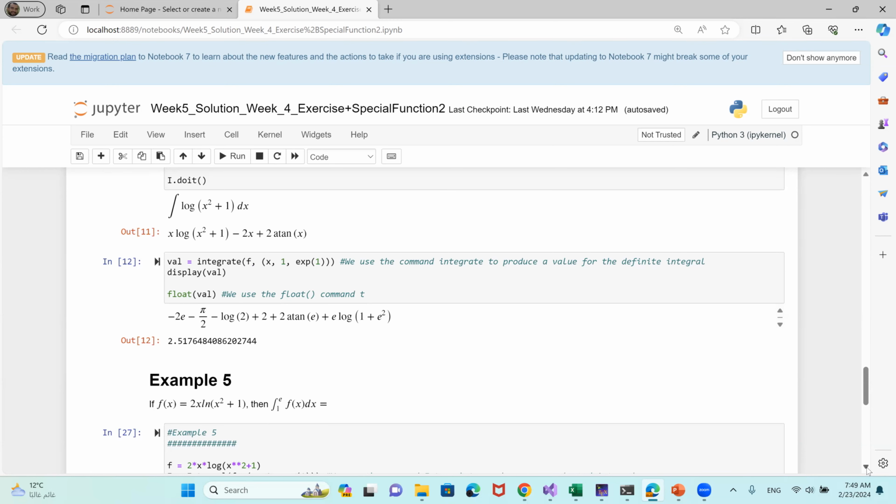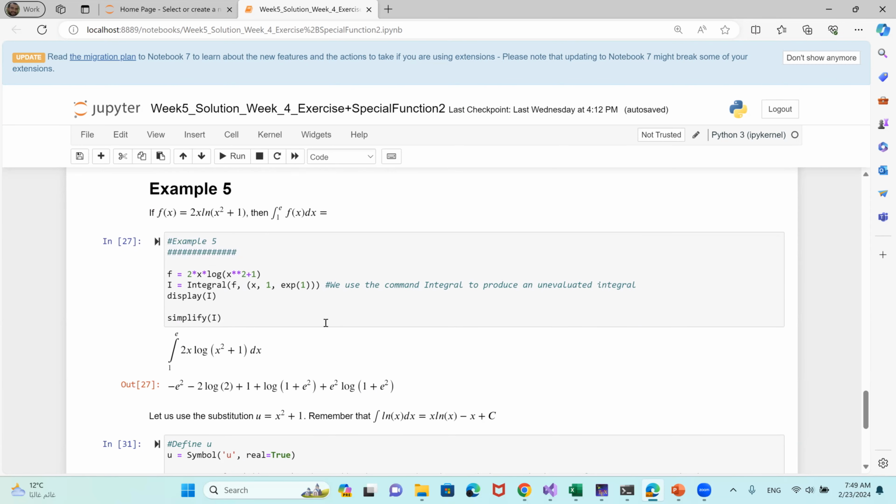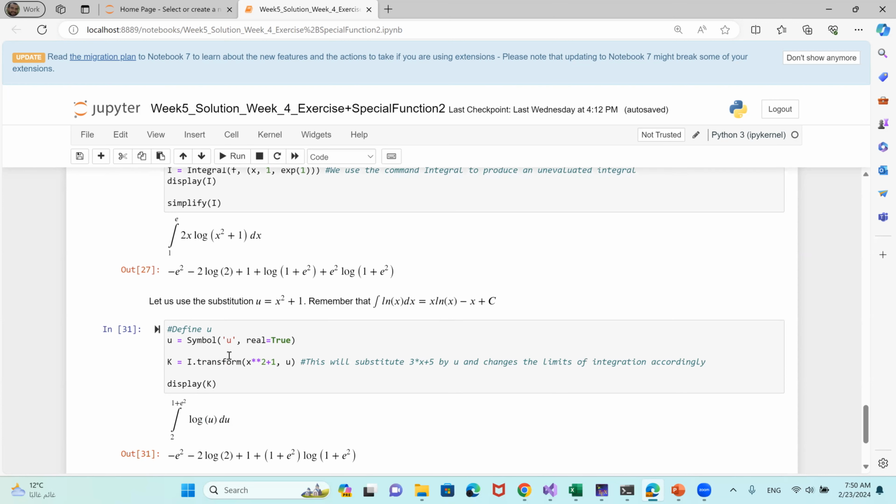Okay, and example 5, here we go. We have 2x ln of (x squared plus 1). We defined our integral from 1 to e of 2x ln of (x squared plus 1). We display the integral and we just simplify. And I added a note that, remember, with the substitution, this is exactly what we would have expected. Here I'm performing the substitution just to show that what we got by direct integration is exactly what we could have obtained using the substitution.